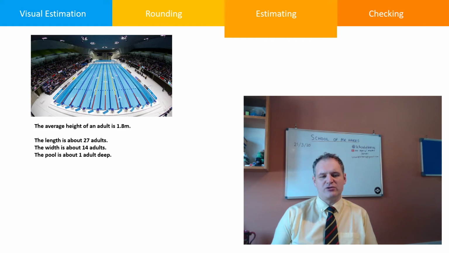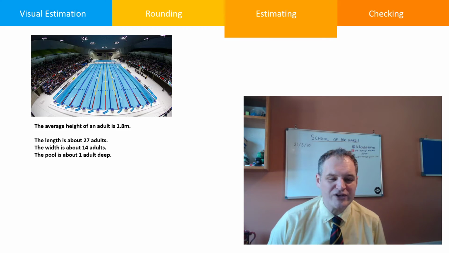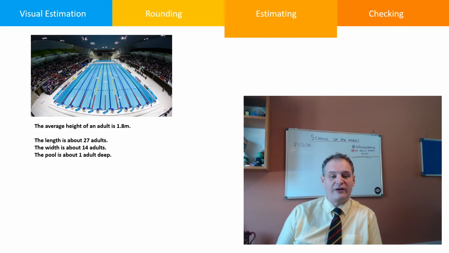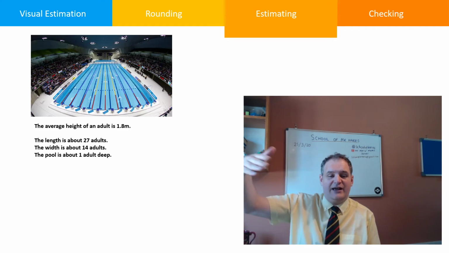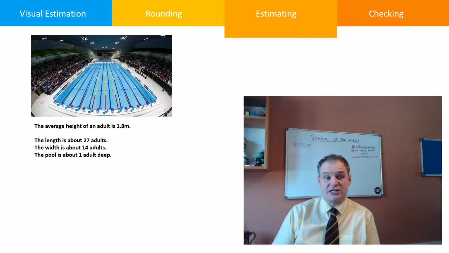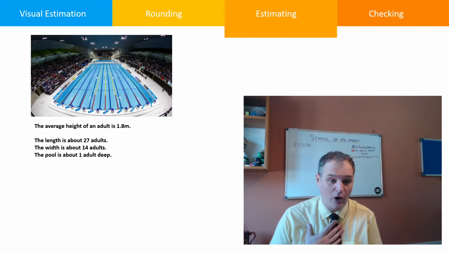The length is about 27 adults. I don't know which adults they used to lie down in the pool to get this to happen. I assume they waited till it was closed and then got 27 adults to lie down head to head. Obviously, it was before the social distancing took place. The width is about 14 adults. Again, I don't know which adults. I wasn't involved in the adults.